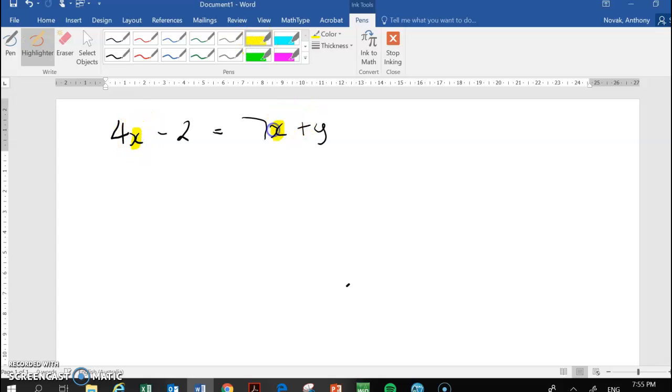And as you can see, there's x on both sides. So we need to first collect. We like to collect to the side that has the most. So in this case, we're going to get rid of the 4x. And how do we get rid of 4x? Well, we do the opposite, which is minus 4x. What I do on one side, I do to the other. And we end up with minus 2 equals 3x plus y.